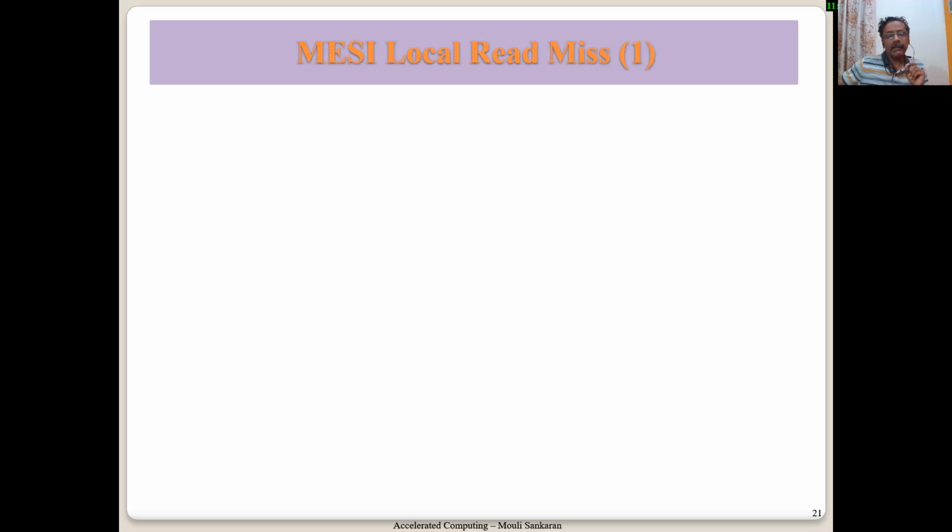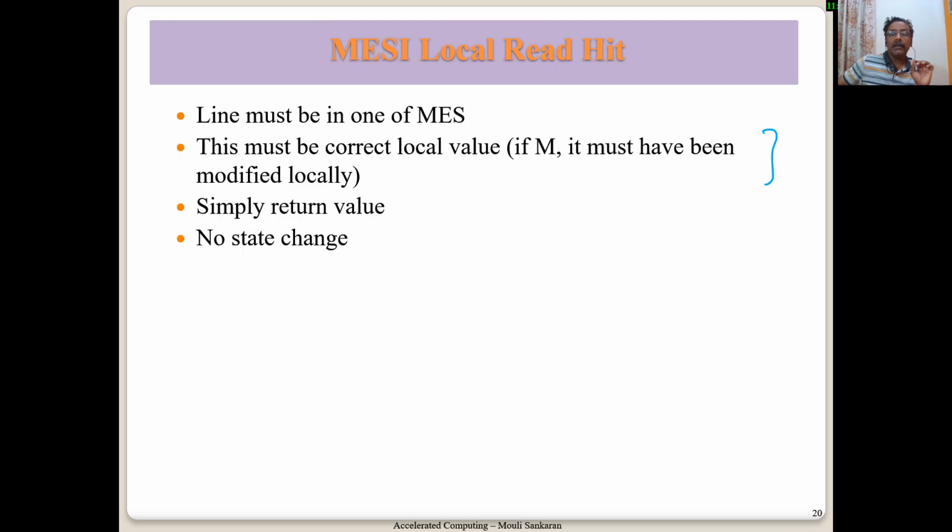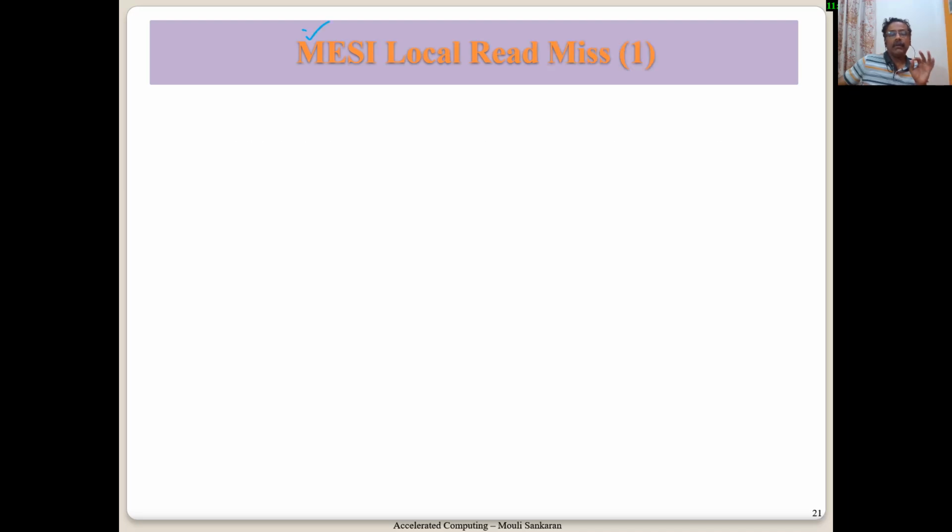Now you have already taken care of the M state. I talked about the local read hit, and we only talked about M. Now we are going to talk about a local read miss. If there is no other copy in the caches and it is not here either, it's all invalid everywhere, and here also invalid. Read miss means it's invalid.